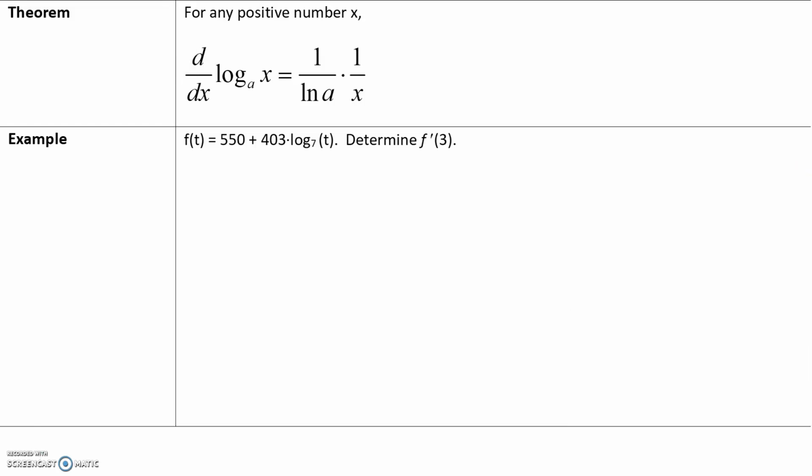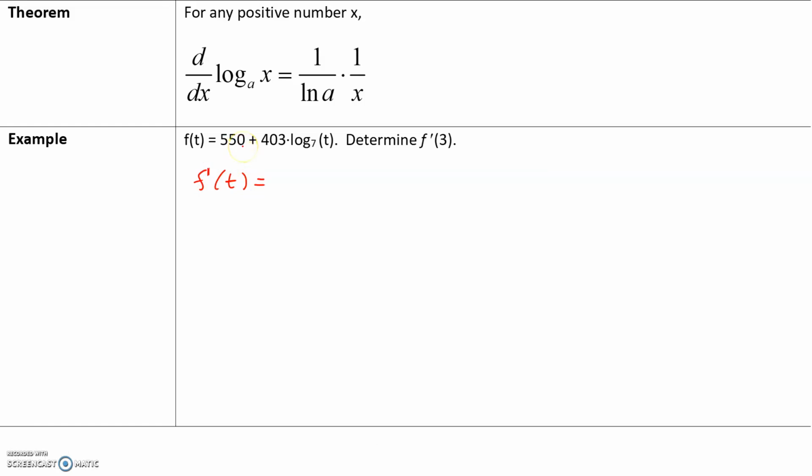Okay, next example. We have another formula. When you have the derivative d/dx of log base a of x, it's equal to 1 over ln a times 1 over x. Just a formula we have to know. So we have f of t = 550 + 403 times log base 7 of t. Determine f prime of 3. So first of all, we have to find f prime of t. We have to find the general form of the derivative.